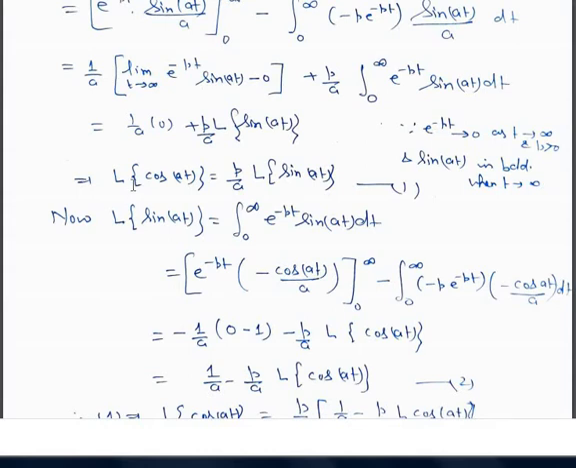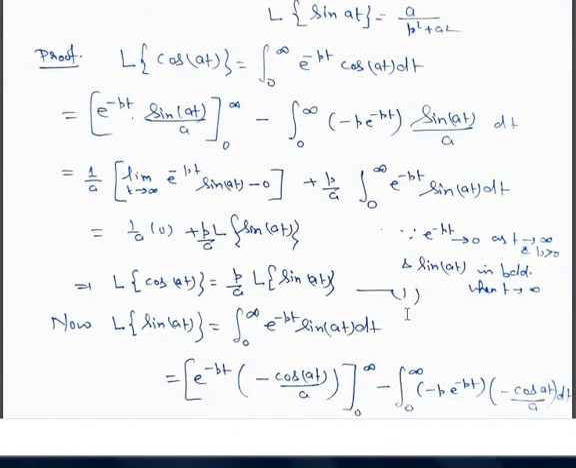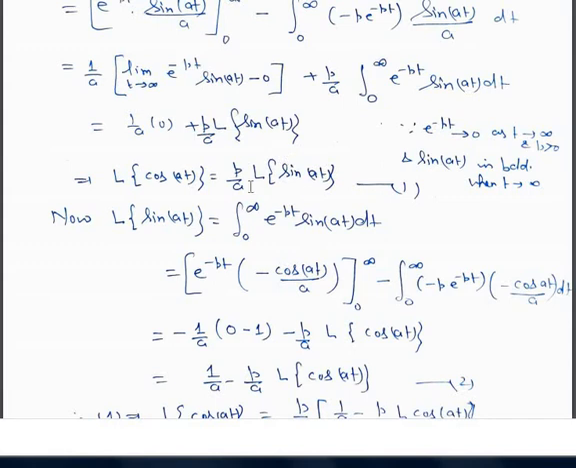That means L of cos at, if we are taking on the left hand side, is equal to p upon a into L of sin at. So suppose this is equation number 1. Now we will find out L of sin at again by making use of integration by parts. So L of sin at is 0 to infinity e to the power minus pt sin at dt, again integrated by parts. This is equal to e to the power minus pt.